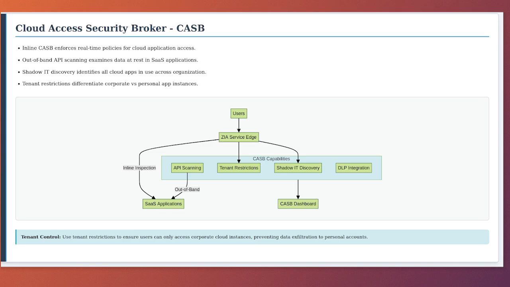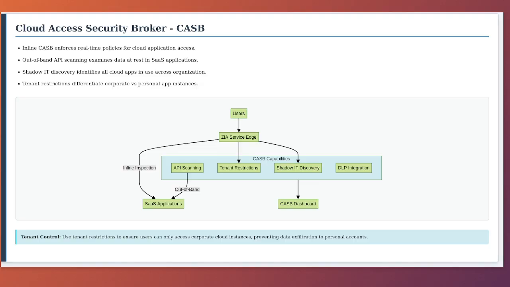As organizations adopt more cloud services, CASB becomes essential for understanding what applications are in use and ensuring data is handled appropriately. Zscaler CASB operates in two modes. Inline CASB, also called forward proxy mode, inspects traffic in real time as users access cloud applications. This mode can enforce real-time policies like blocking file uploads to personal cloud storage.